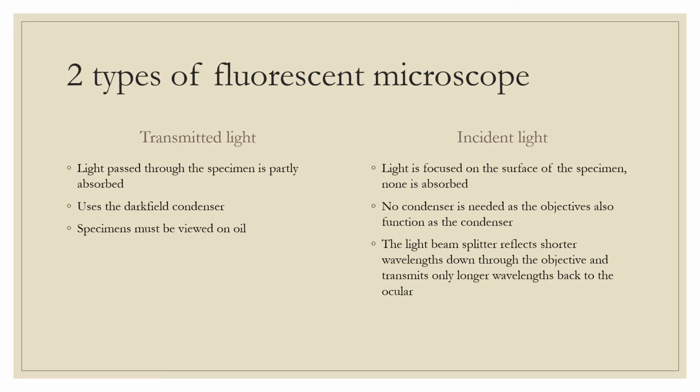Again, we have two types of fluorescent microscopy: transmitted light and incident light. In transmitted light microscopy, the light is passed through the specimen, but it's partially absorbed. Here we use a dark field condenser, and the specimen has to be viewed on oil. In incident light, the light is focused on the surface of the specimen, and no light is actually absorbed. No condenser is needed, as the objectives also function as the condenser. The light beam splitter reflects the shorter wavelengths down the objective and transmits only longer wavelengths back to the ocular.